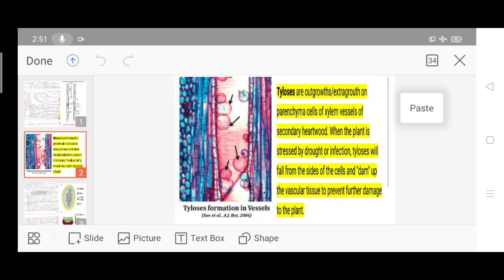These tyloses are nothing but outgrowths or extra growth of the parenchymatous cells of the xylem vessels of secondary hardwood. When the plant is stressed by drought or infections, mostly these tyloses fall from the sides of the cells and dam up the vascular tissue to prevent damage to the plant. So these tyloses are developed as a protective mechanism of the plants.